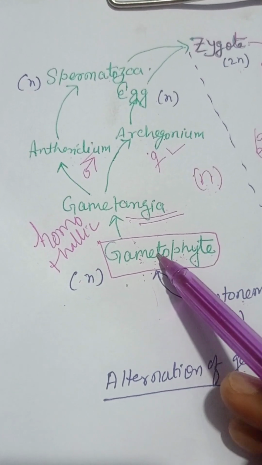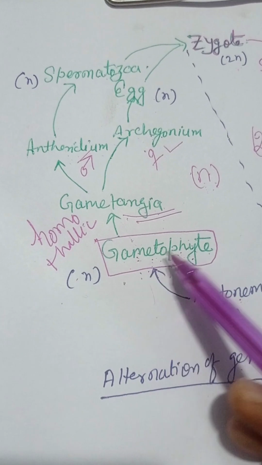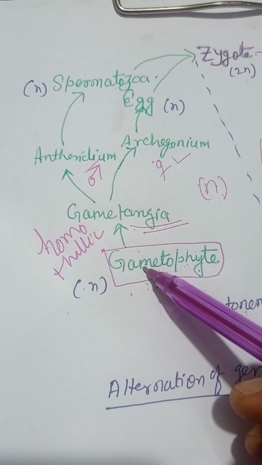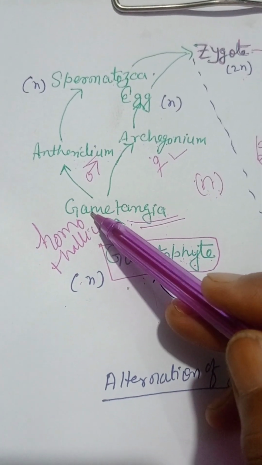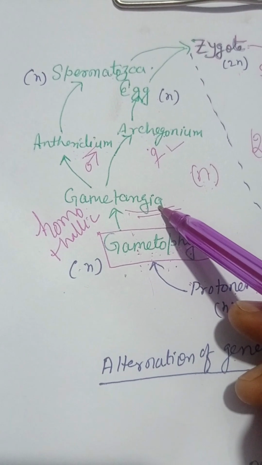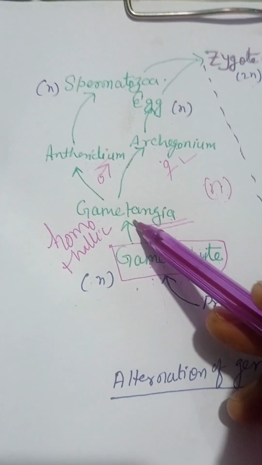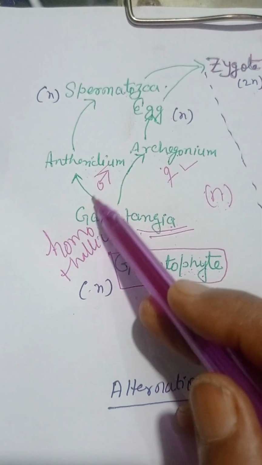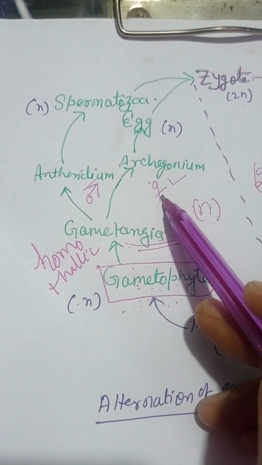And since the gametophyte is the gamete bearing plant, the gametes are borne upon this plant, and these gametes are borne in special structures called the gametangia. And these gametangia are of two kinds, Antheridium and the Archegonium. Antheridium is the male one, Archegonium is the female one.